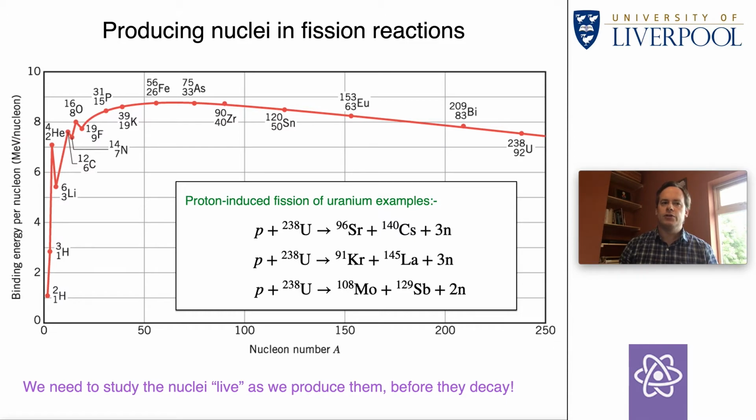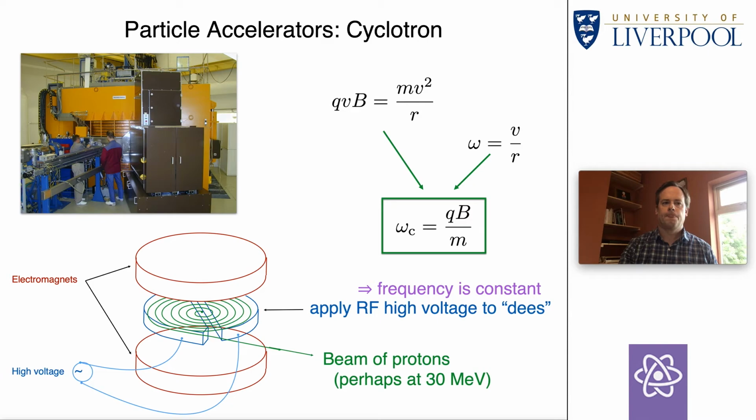Each uranium-238 nucleus may fission to produce a different pair of nuclei at random, and then with many fissions, a whole distribution of different nuclei is produced, so we can study the ones we want. One such accelerator is a cyclotron.